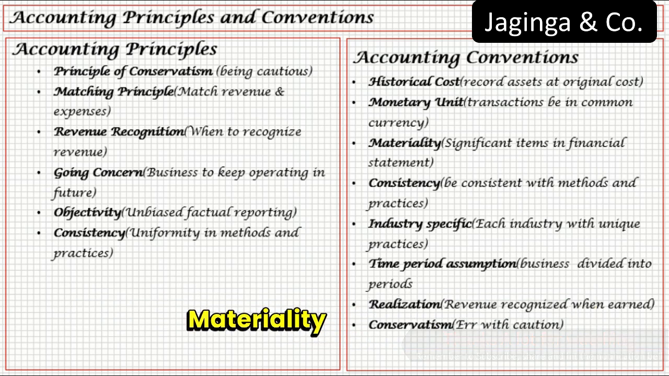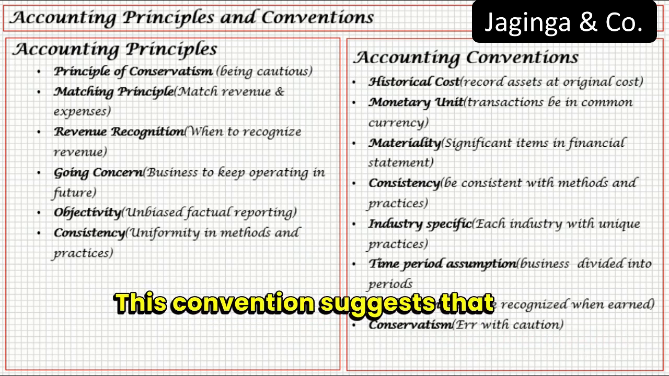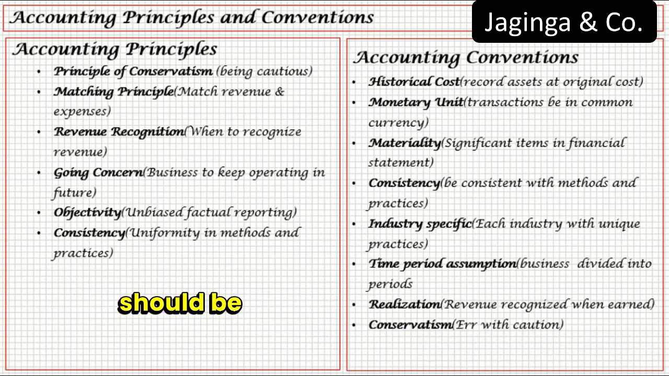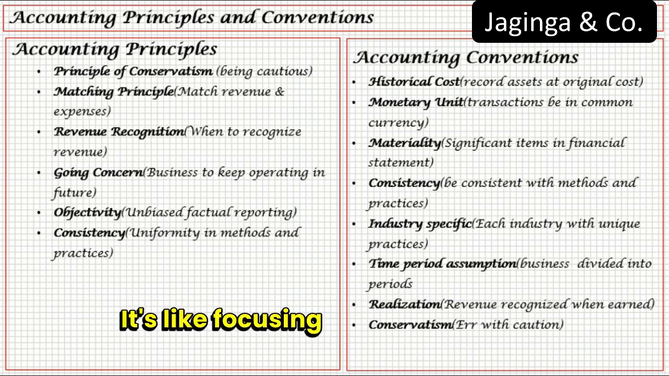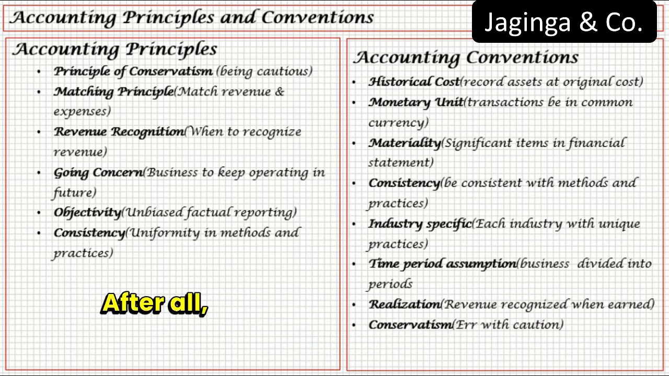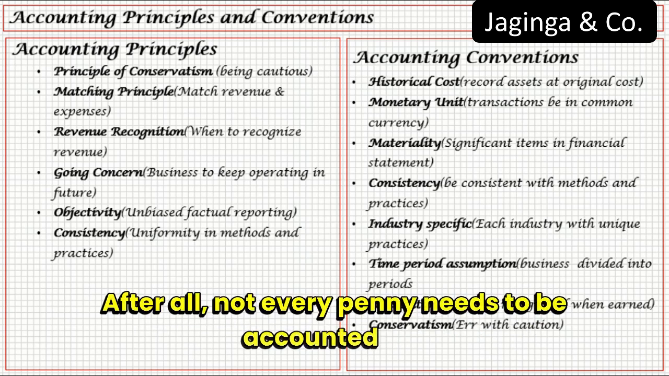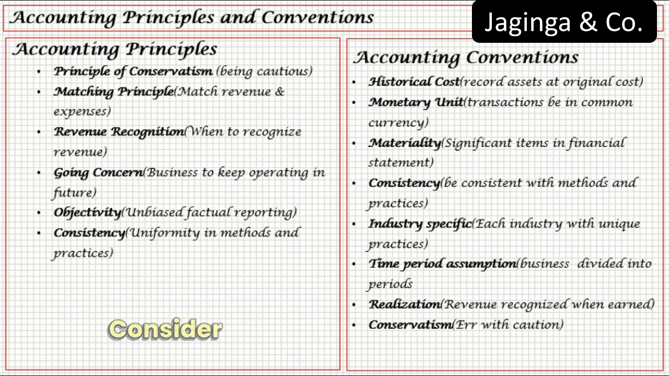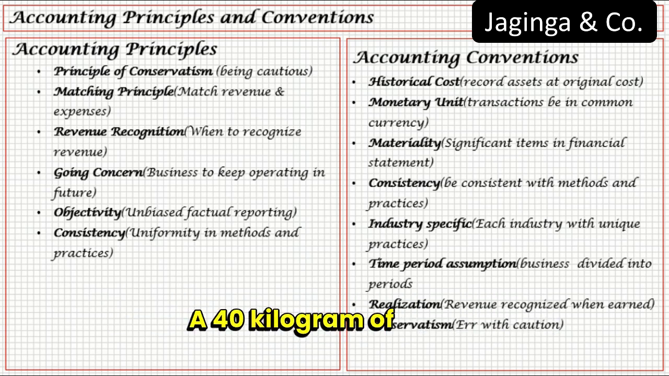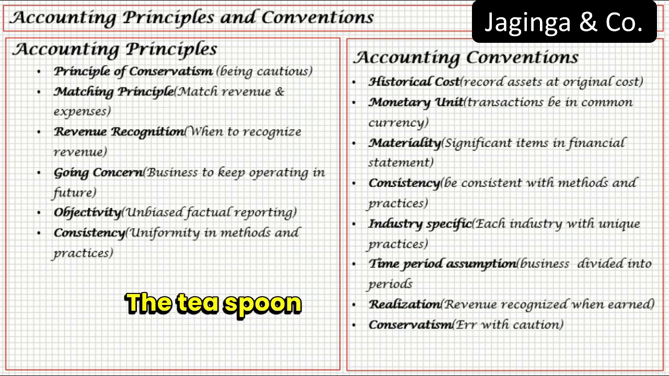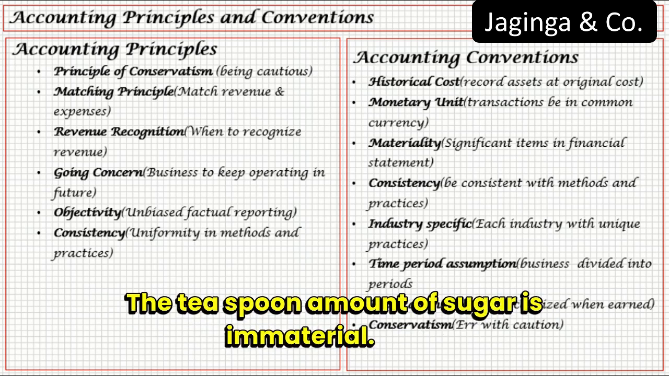3. Materiality convention. This convention suggests that only significant items should be reported in the financial statements. It's like focusing on the big picture and not sweating the small stuff. After all, not every penny needs to be accounted for. Consider a spoilt teaspoon of sugar in a 40 kilogram bag of sugar. The teaspoon amount of sugar is immaterial.